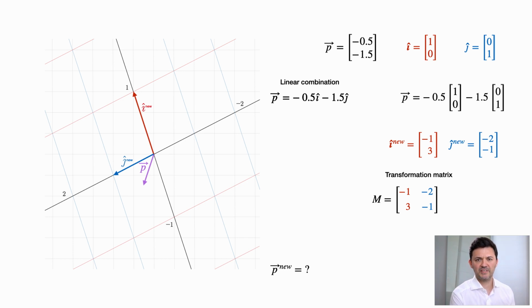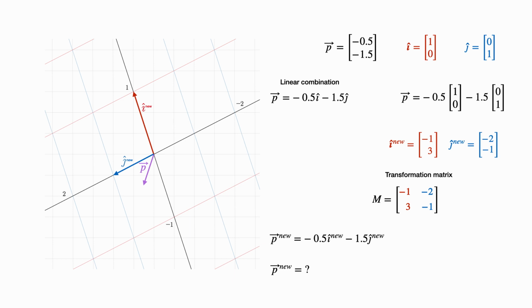Well, the consequence of this linearity that the transformation preserves is that our new vector p new will still remain parametrized by the same scalars which multiply i hat and j hat. Only this time our parameters negative 0.5 and negative 1.5 will multiply the new basis vectors i hat new and j hat new. And this is another way how we can describe it. We keep the old parameters, but now we have placeholders to put new basis vectors.